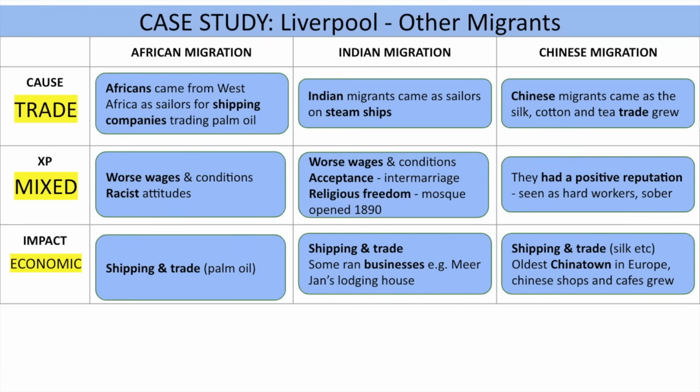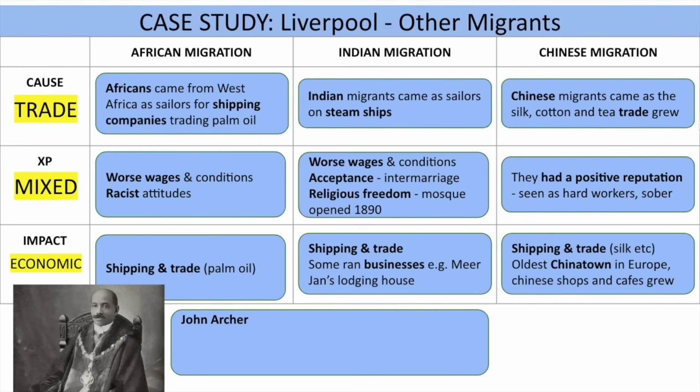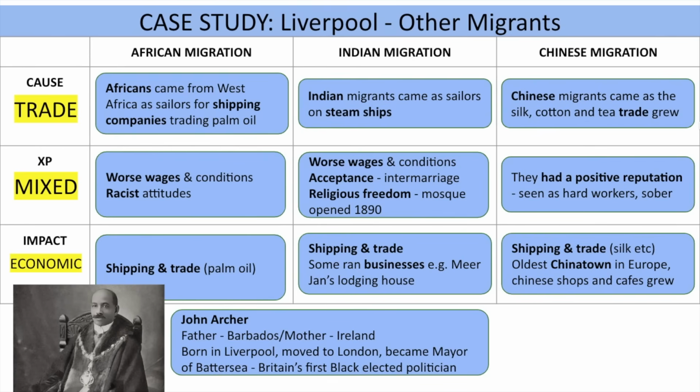As I said, the impact's largely economic, but I want to just throw in this political example. This is John Archer, and he had a father from Barbados and a mother from Ireland, so bringing together some of our different migrant groups there. He's born in Liverpool, but he moves to London and he becomes mayor of Battersea, which makes him Britain's first black elected politician. So with him, we do have an example of political impact linked to Liverpool, but also obviously generally affecting the country.